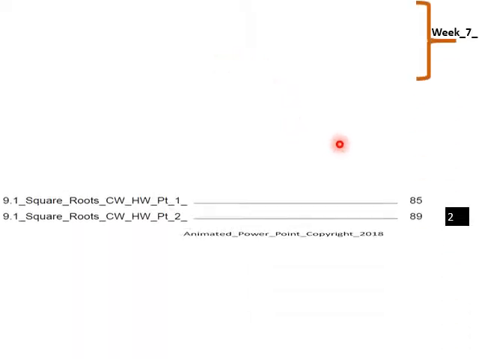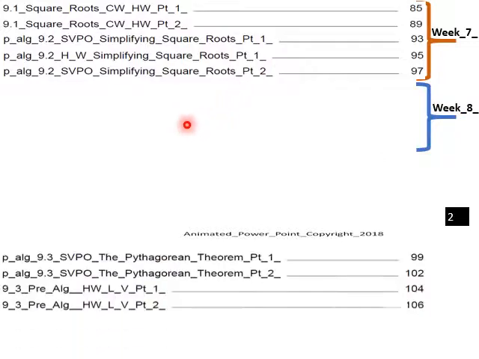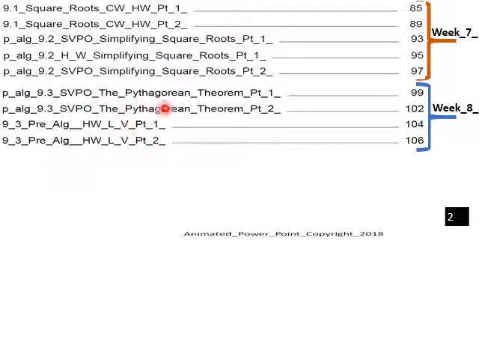And then we go into week 7. We have 9.1 square roots, 9.1 square roots, part 2. And then 9.2 is simplifying square roots is what we have for week 7. And then week 8, we go into Pythagorean theorem, part 1, part 2. And then there's homework, part 1, part 2, which we go over in class.